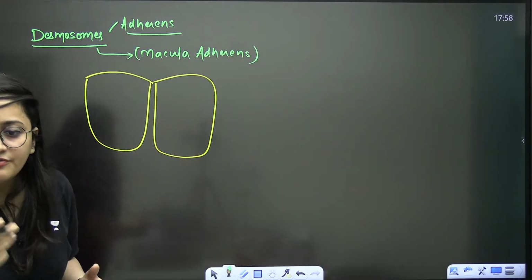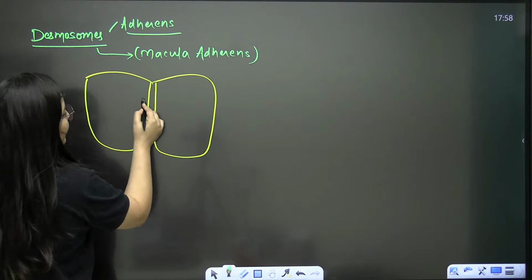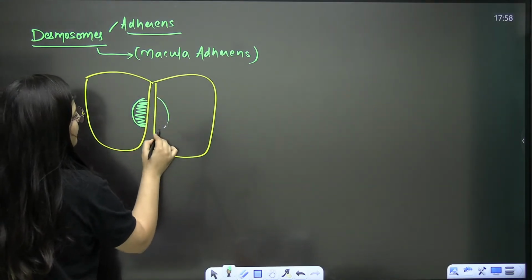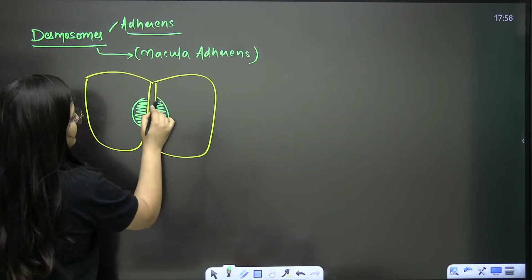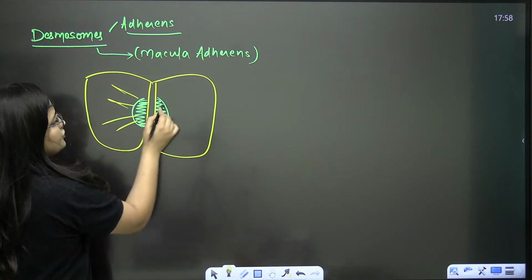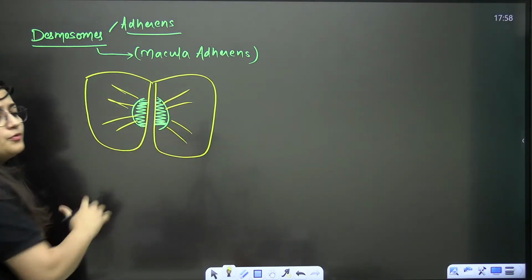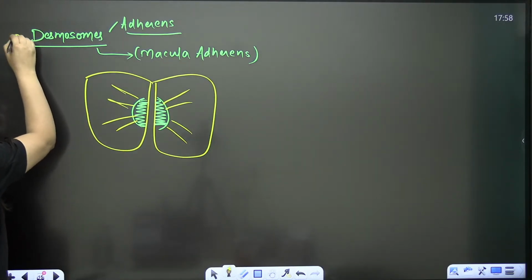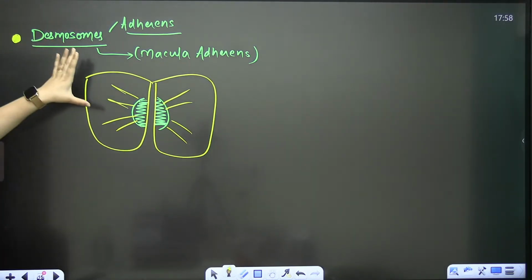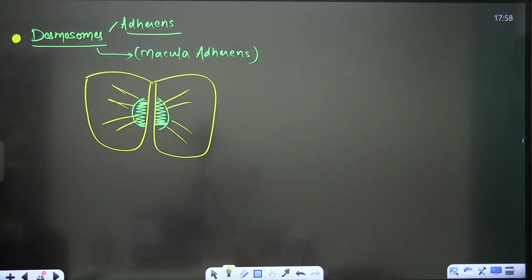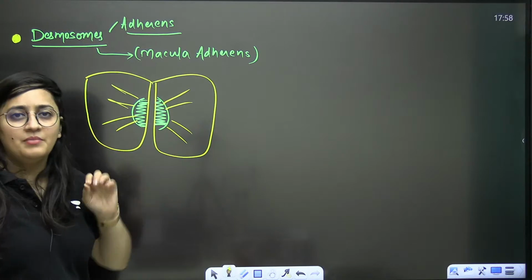So in the case of desmosomes, this is the one cell. Here you will see this type of structure, and obviously they are all proteinaceous. And here you will see some other protein fibers as well. What you have to keep in your head is that they are meant for the adherence, for the joining.